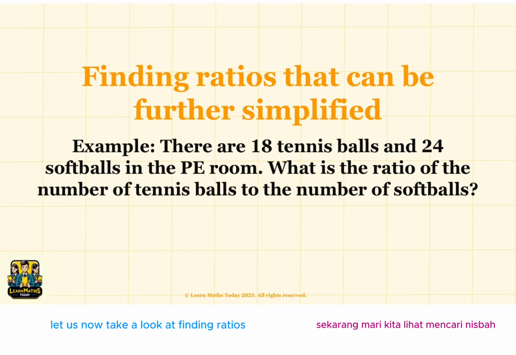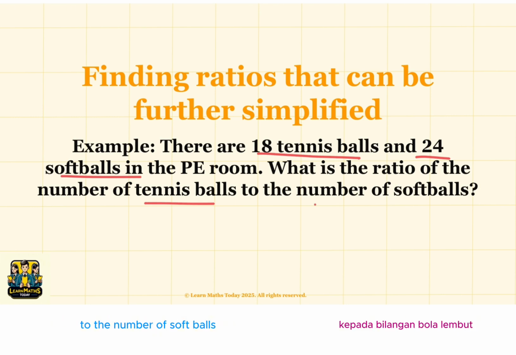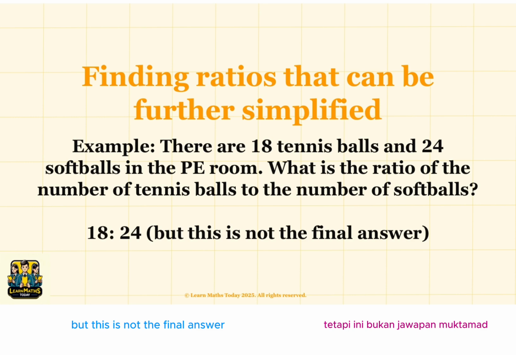Let us now take a look at finding ratios that can be further simplified. For example, there are 18 tennis balls and 24 softballs in the PE room. What is the ratio of the number of tennis balls to the number of softballs? We would get the ratio to be 18:24, but this is not the final answer.